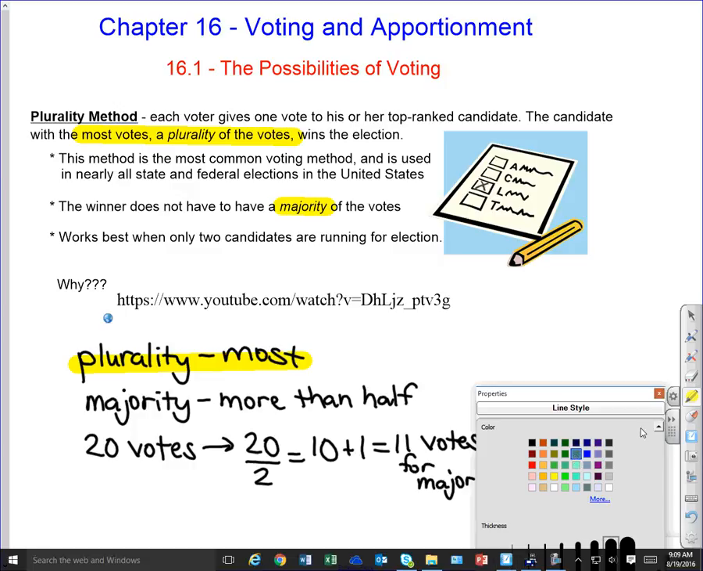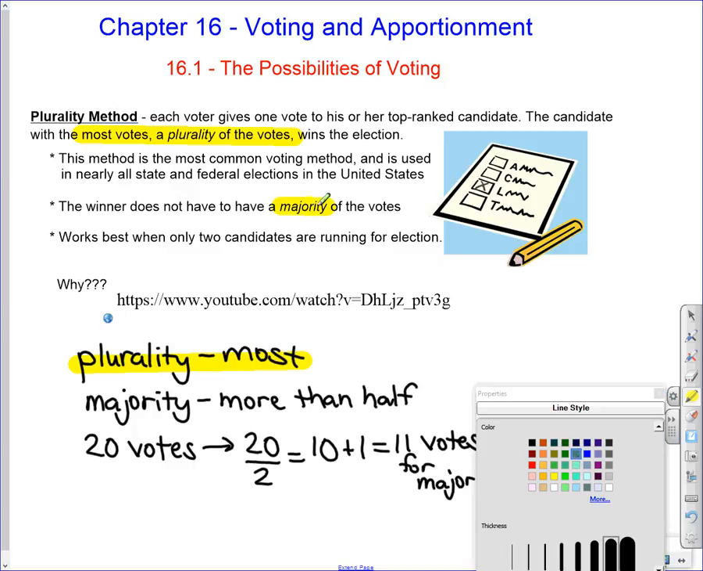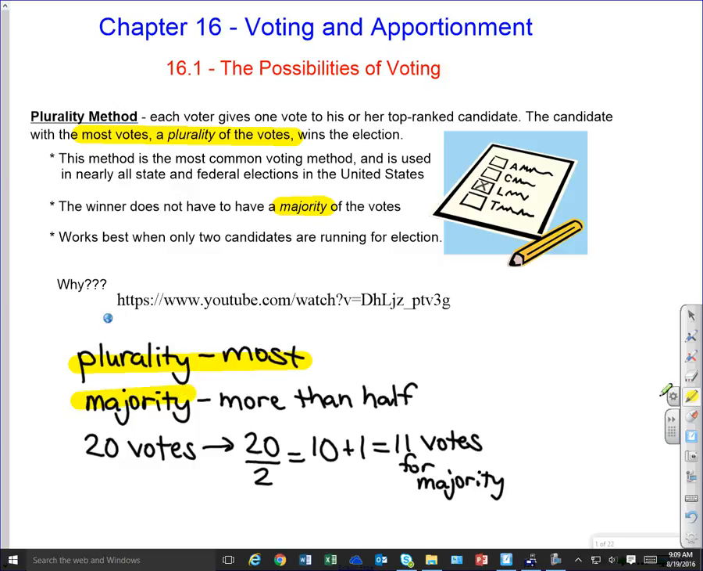Well, I thought I was going to change my color, but I don't think that really worked. Here we go. Let's see. Nope, still yellow. That's okay.